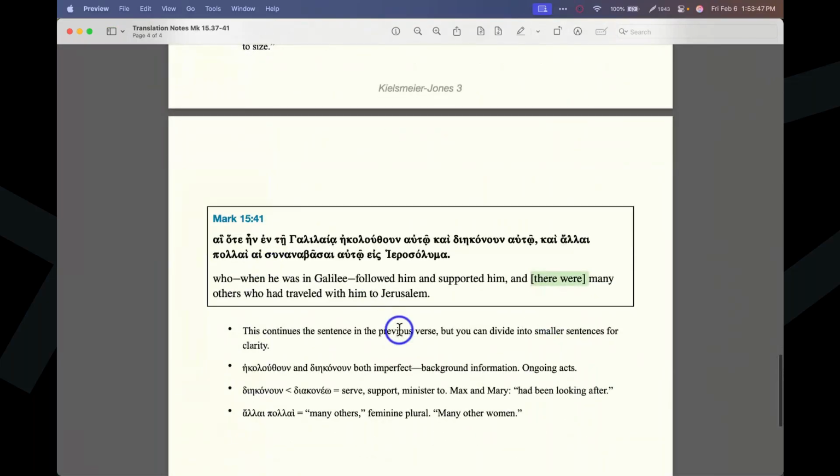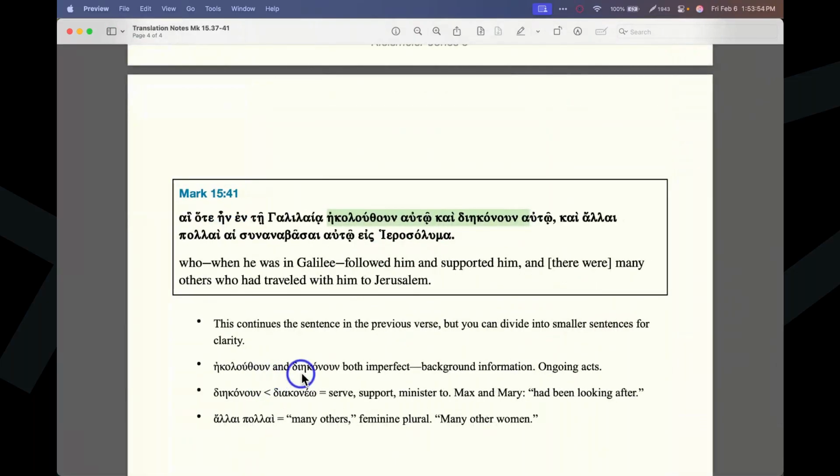It's all one sentence. I noted here we've got two imperfect verbs, ekolouthoun and diekonoun, both imperfect. I think two things. They're giving us background information because obviously we're not at the cross anymore. We're going back to when he was in Galilee. So imperfect verbs often will be used for background information. And I think they also probably carry the sense of ongoing acts.